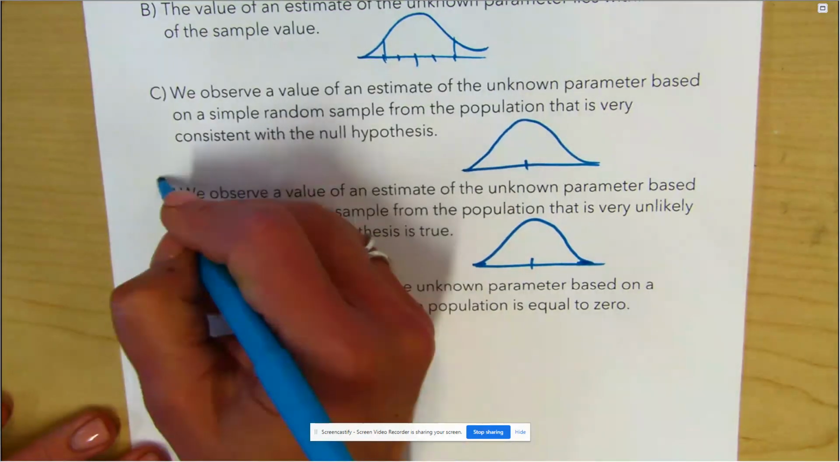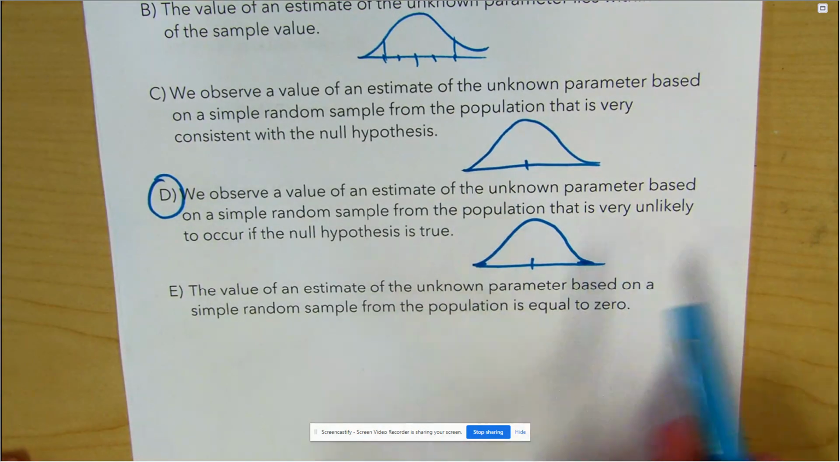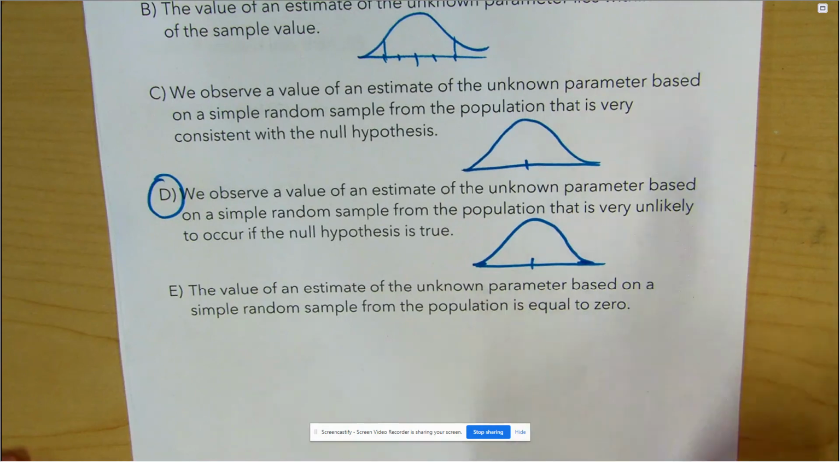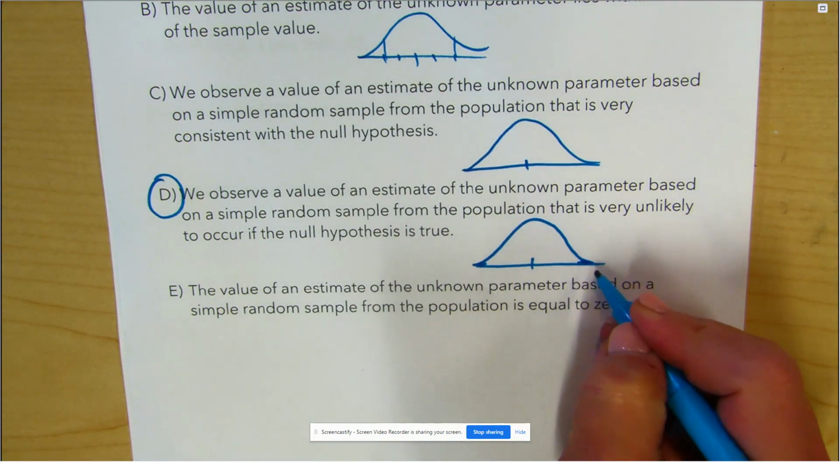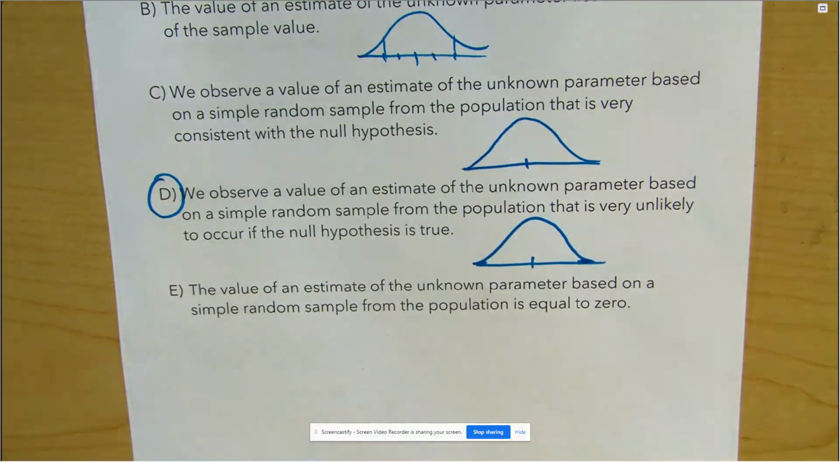Okay. Long-winded. These zero things, you wouldn't hardly ever get an estimate of zero. That would be crazy. It's very unlikely out here, so that's enough to reject our null. Long-winded, sorry.